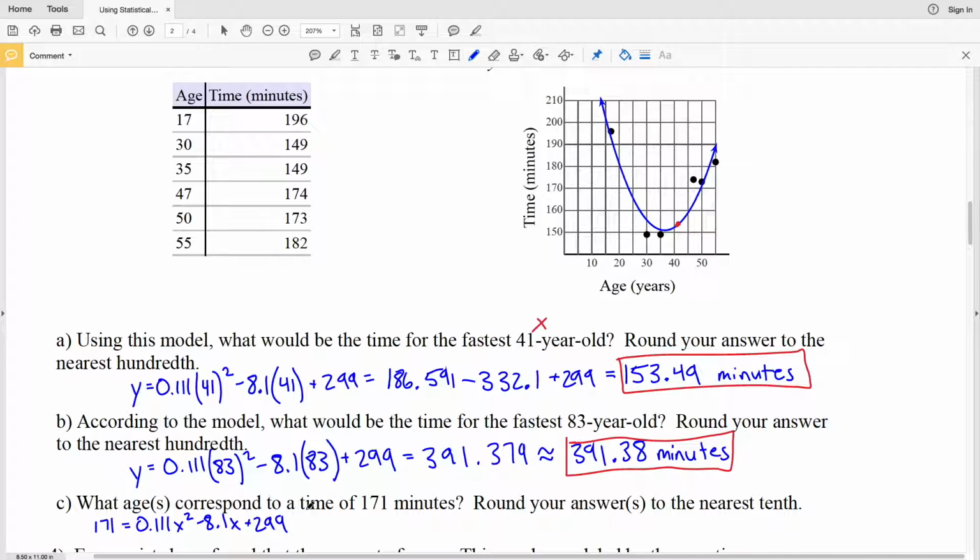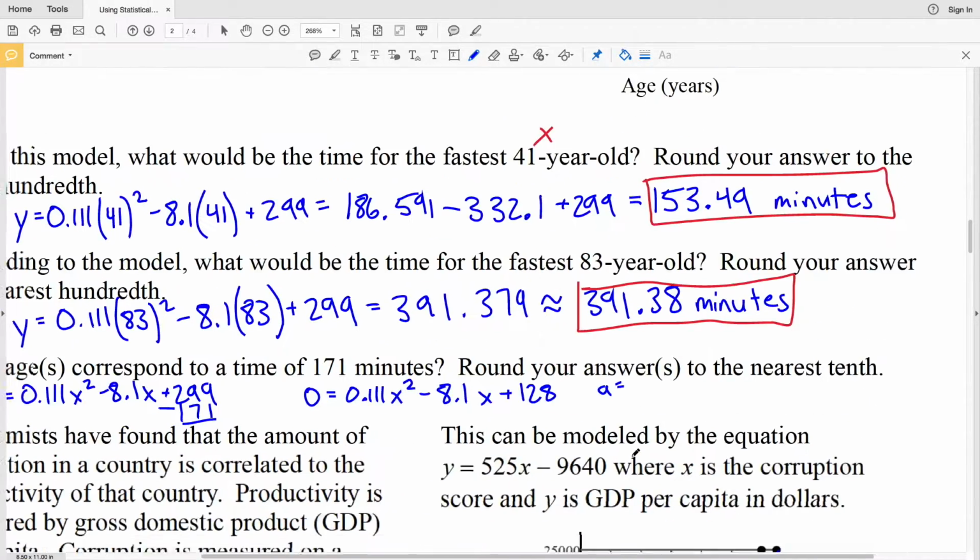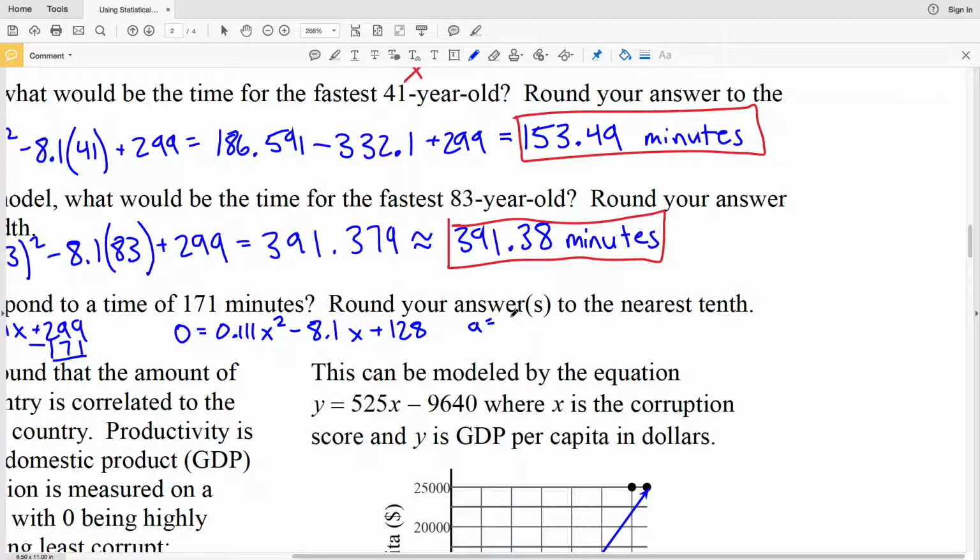Now in order to solve for this, I'm going to set it up so that we have a quadratic equal to 0 so that I can use the quadratic formula. So I'll subtract 171 from both sides in order to accomplish this. So I'll get that 0 is equal to 0.111 x squared minus 8.1x plus 299 minus 171 will be 128. So plus 128. From this, you can see that I have an A value of 0.111, a B value of negative 8.1, and a C value of 128.